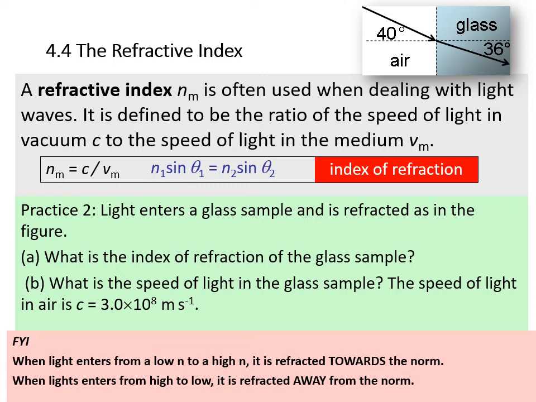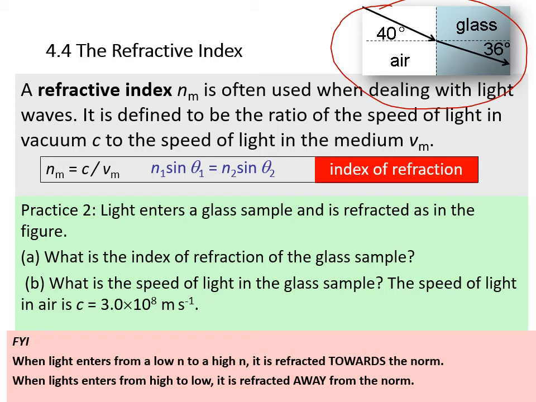N1 sine theta 1 equals N2 sine theta 2, where N1 is the index of refraction in the initial medium, and N2 is the index of refraction in the secondary medium. So practice number 2: light enters a glass sample and is refracted as shown in the figure. So up here, we're going to use this figure. What is the index of refraction of the glass sample?